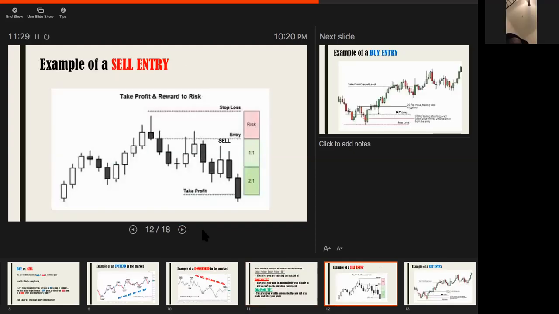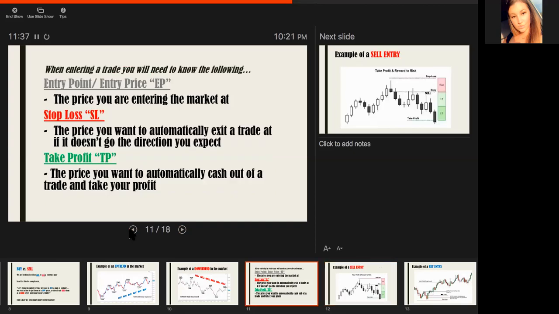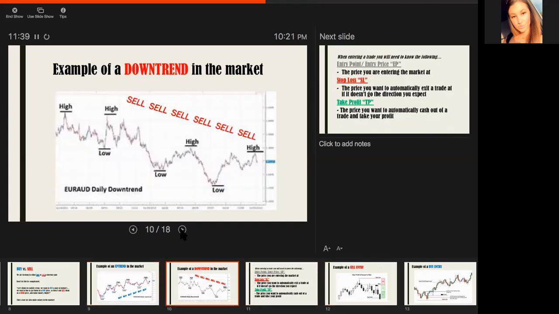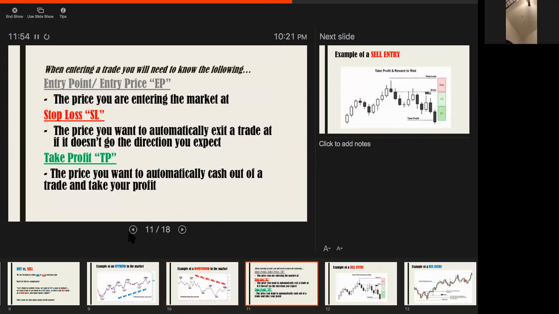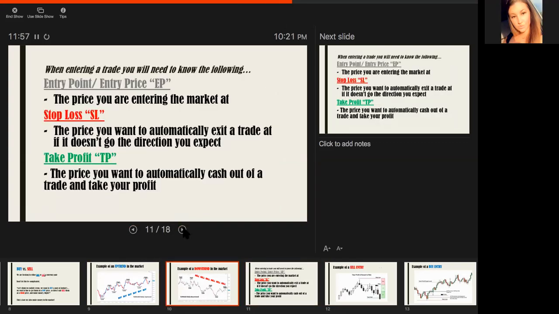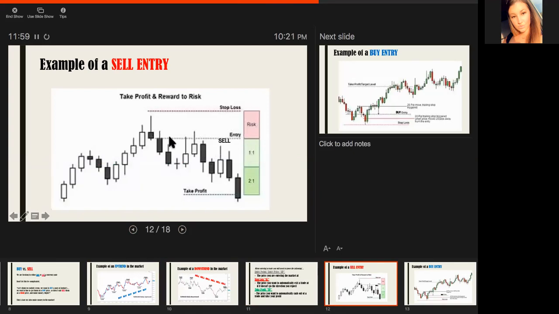This does. Okay, so here is an actual example of when we're going to do a sell entry. So let's go back right here to our downtrend. We want to sell when price is where? High. Okay, so we're looking for a sell entry right here. So have this in your mind, and then let's go look at it in smaller terms.